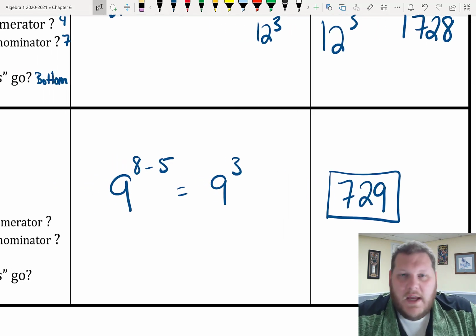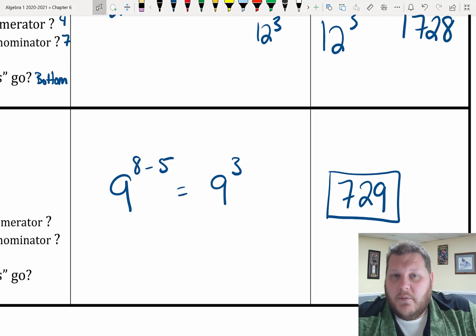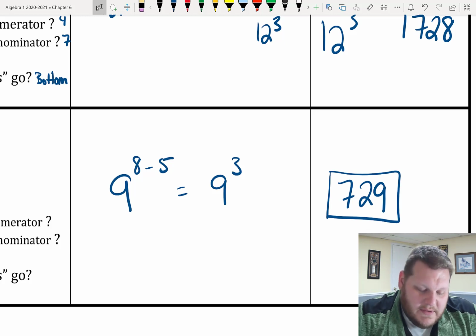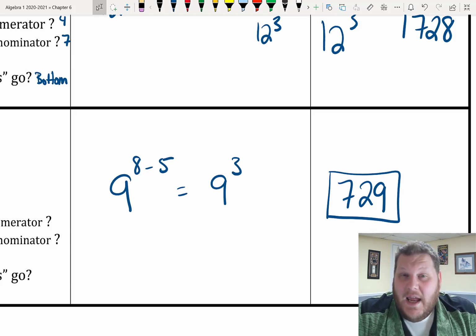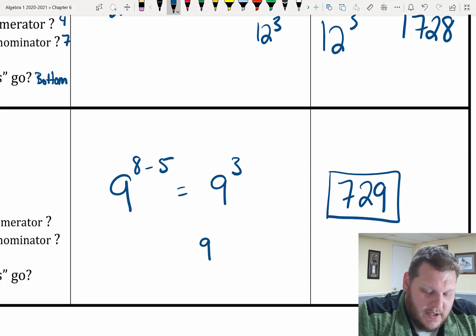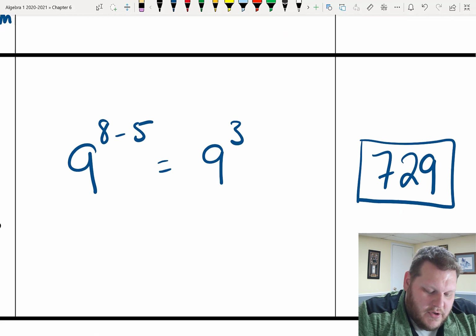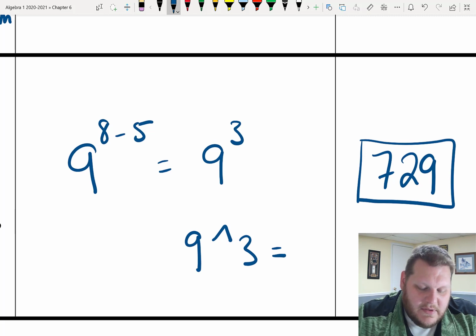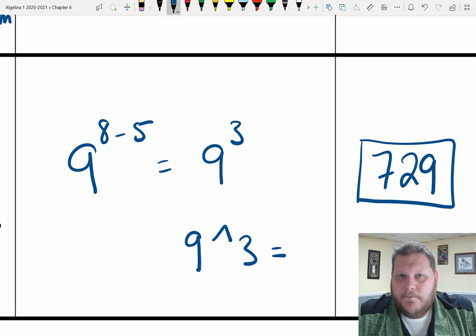All of your calculators are capable of doing exponents, and whatever calculator you end up using, I can help you figure out what buttons you need to make sure you're pushing for exponents. Most of them, at least the ones that I have in my classroom, have this little, it's called a caret button. It looks like a little rooftop. If you were trying to do 9 to the third power, you would type in 9, and then the caret, and then 3, and then hit equals. It would give you 729.